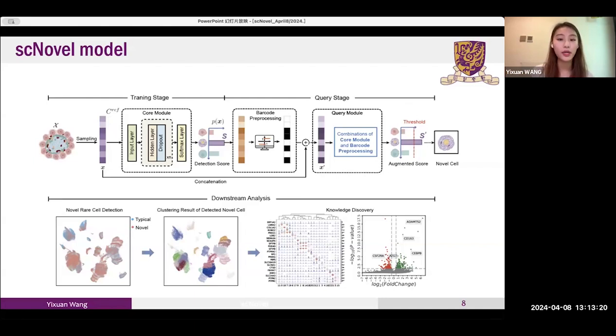Overall, we developed an integrated pipeline for the identification of novel rare cells and also provide deeper downstream analysis like biomarker detection, differential expression analysis, and gene set enrichment analysis. Our proposed scNovel-based analytical framework can be tailored to investigate genes associated with various diseases.